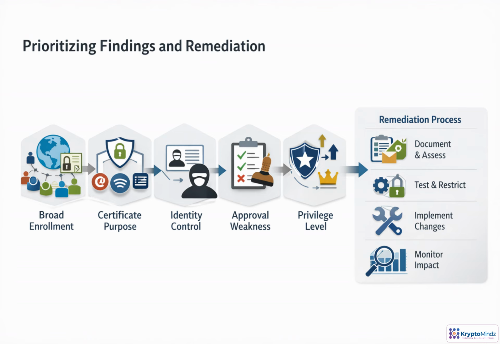When you review ADCS findings, think in terms of likelihood and impact. Templates that many users can enroll in, that issue authentication certificates, and that let requesters control identity data often land in the highest risk zone. Next, look for weak approvals, excessive CA admin rights, and loose enrollment agent permissions. Use a staged approach. Document, test restrictions, roll out changes, and monitor. And always confirm business dependencies before disabling any template.